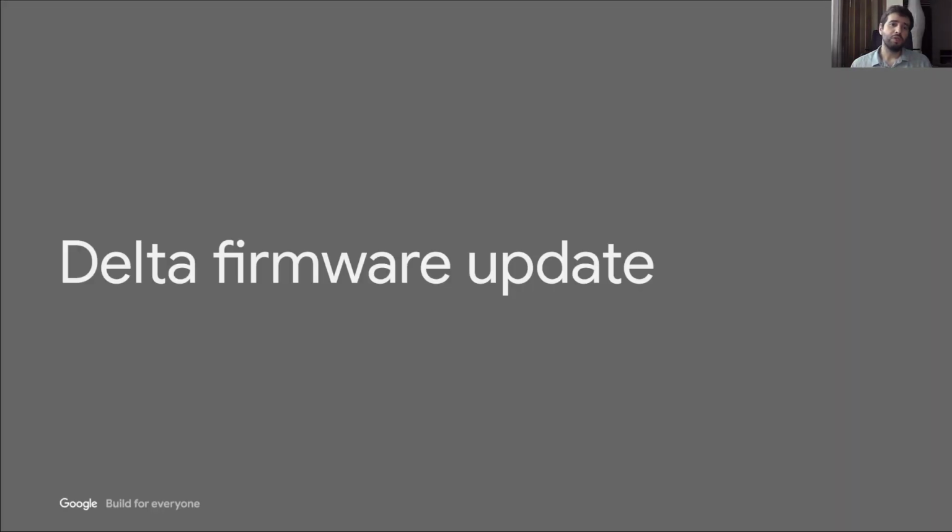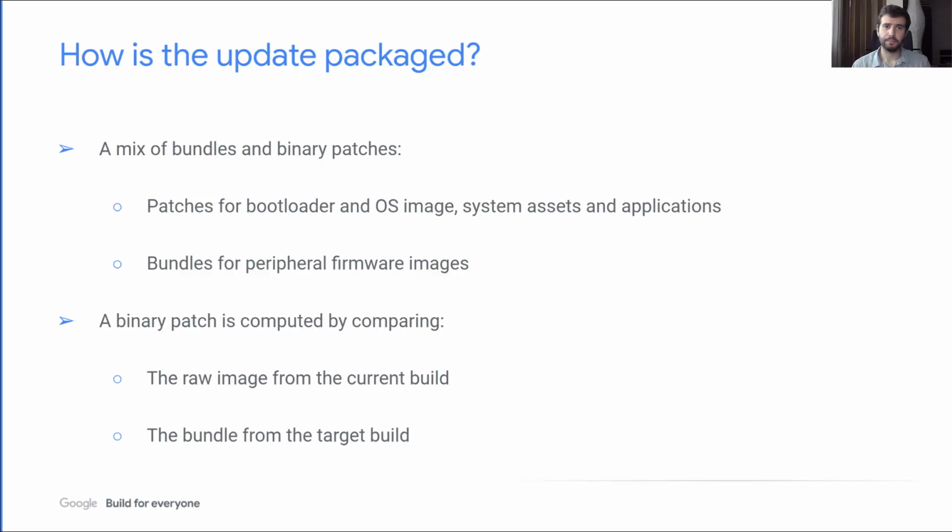So now that we saw how trickle update is working, we can go to the next improvement that we did, which is Delta firmware update. First of all, how is the update package? It's now a mix between bundles and patches.